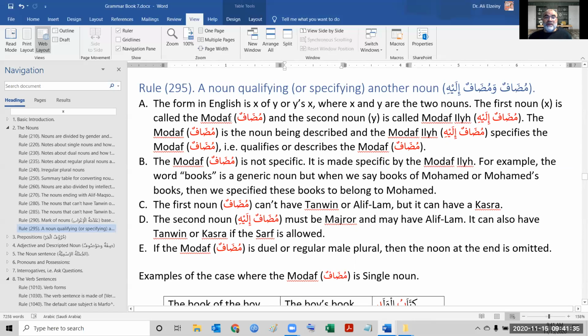So the Modaf, the first noun, and the Modaf Ilyh, the second noun. The Modaf is the noun being described, and the Modaf Ilyh specifies or qualifies the Modaf. The Modaf is not specific. It is made specific by the Modaf Ilyh. For example, the word book is a generic noun, but when we say the book of Muhammad or Muhammad's book, then we're specifying that this book belongs to Muhammad.